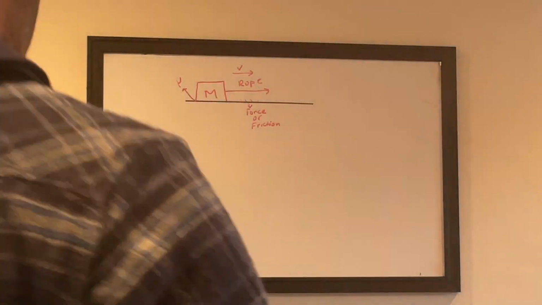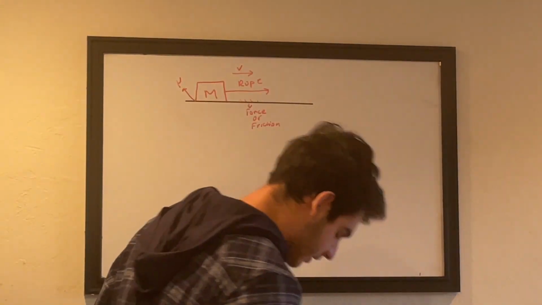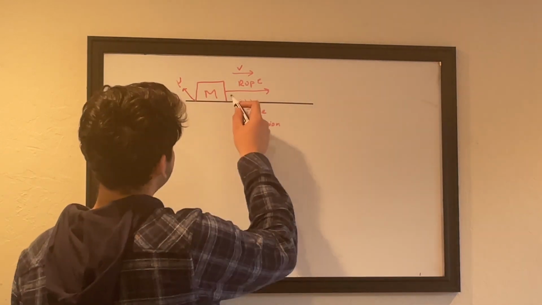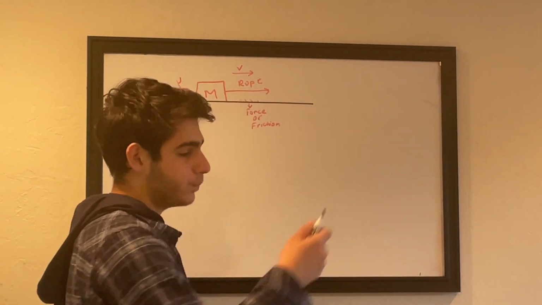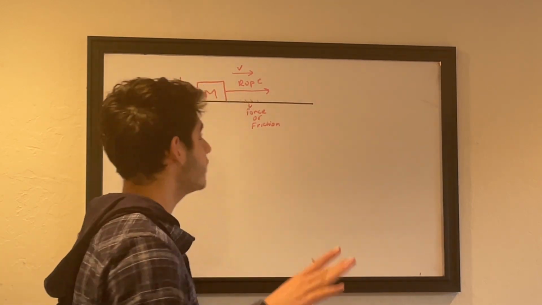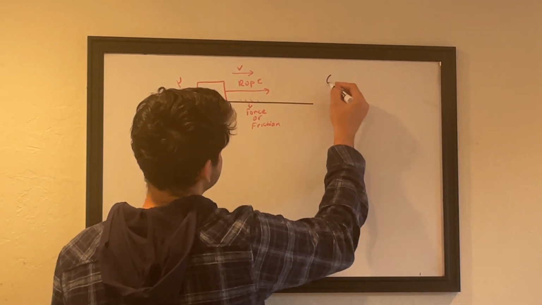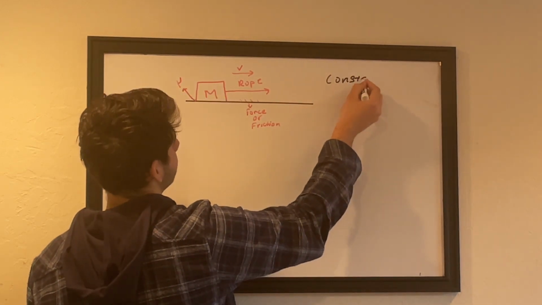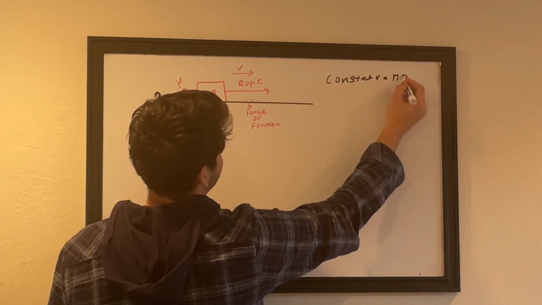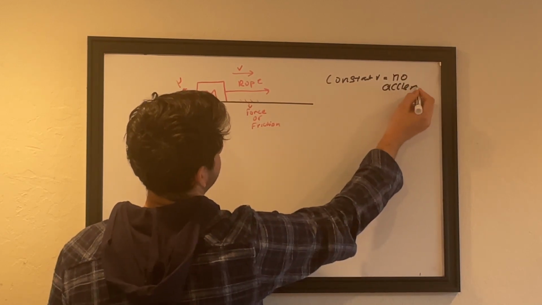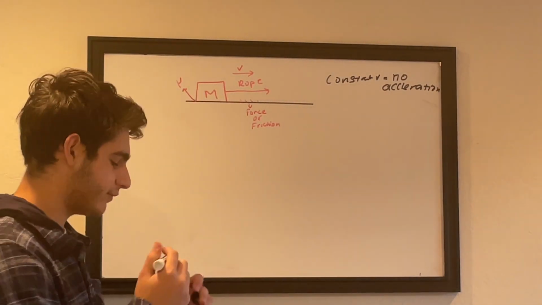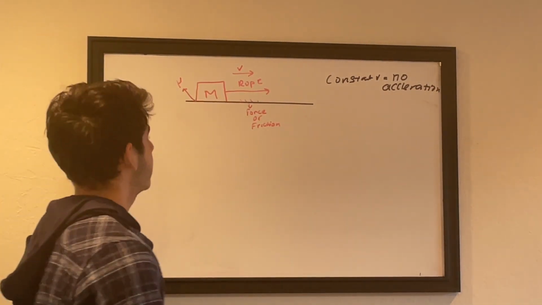Hey guys, so let's solve the next problem, okay? The next problem, so this is how it starts. There's a box of mass m which is pulled by a rope. The rope is pulled at some certain velocity, but the velocity is constant. What does a constant velocity say? A constant velocity means no acceleration. No acceleration. That's basically what constant velocity states.